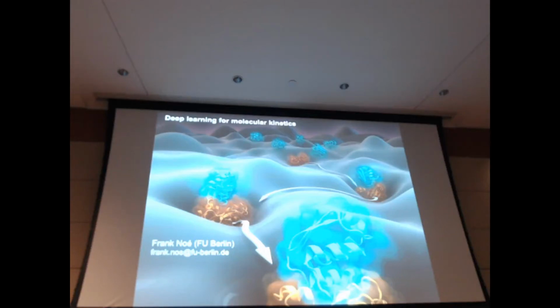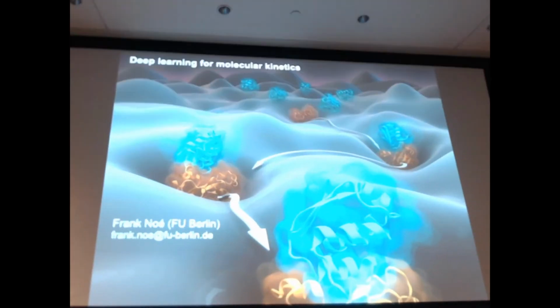Compared to 2 years ago, we really upgraded, at least for the room, but also I think the number of people is much more. So, deep learning for molecular kinetics.